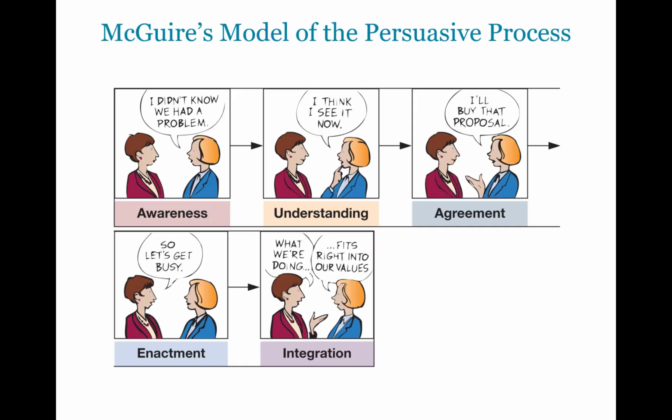This is the same model, McGuire's model of the persuasive process in a visual form, so that those of you who have a better sense of being able to see it visually can understand it. The first stage, as we said, is the awareness stage. I didn't even know we had a problem. The second stage is the understanding. I think I see it now. The third stage is agreement. Okay, I'll buy that. The fourth is enactment. Let's do it. Let's get busy. And then the fifth one is integrating into your values. What we're doing now fits right into our values and is core to who we are as people. So that is the model of the persuasive process and the 5 stages of them.